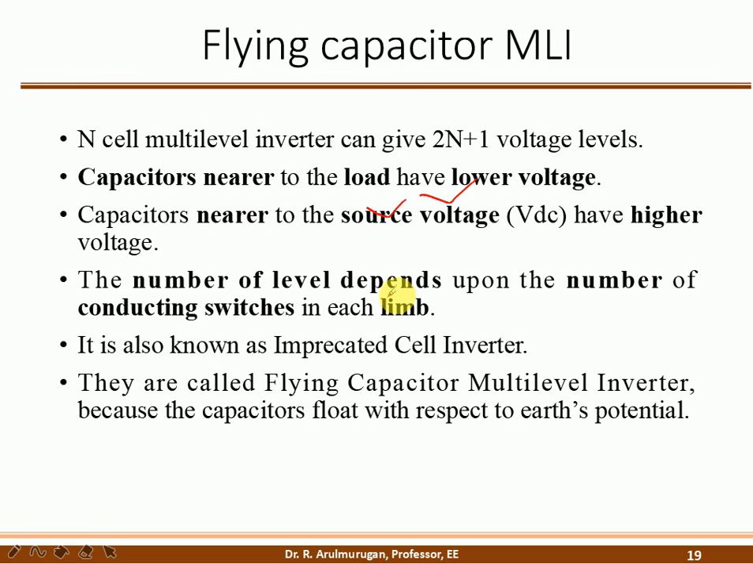The number of levels depends upon the number of conducting switches in each leg. How many levels you want, either 3 levels or 5 levels, depends on the number of switches in each leg you use. It is also known by another name, the imbricated cell inverter.